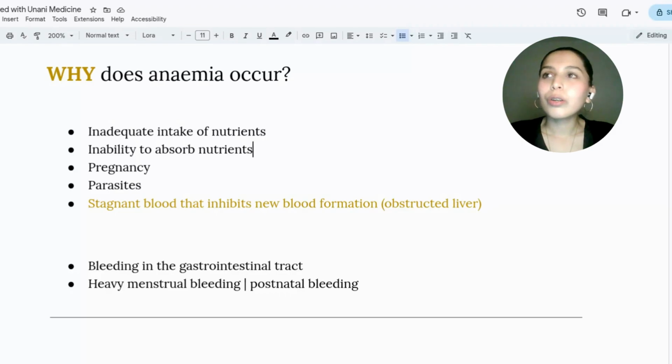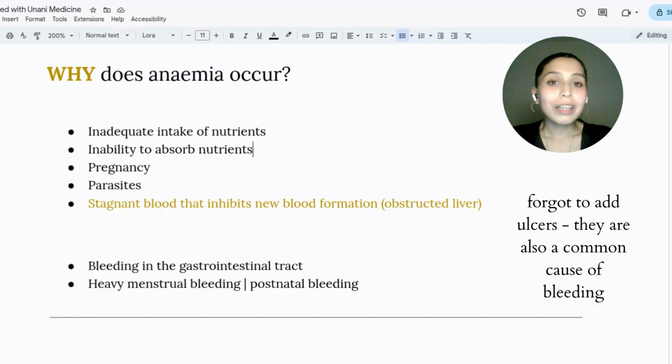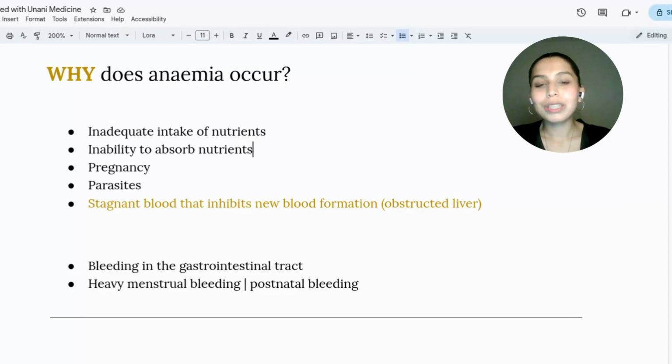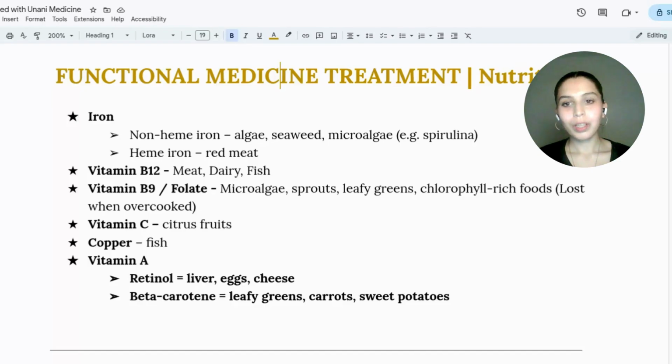And this is common in cases where, for example, there is chronic constipation that forms very, very hard stool, and it can puncture the lining, causing bleeding there. But then again, other traumas, you could have injury, wounds that can cause a lot of blood loss. But I've just highlighted those two because those tend to be the most common types of why anemia occurs. So, from a functional medicine perspective, the treatment is very, very simple.